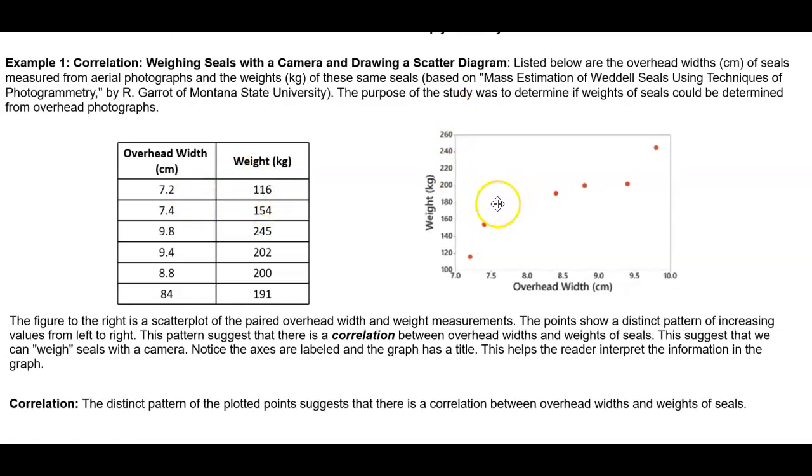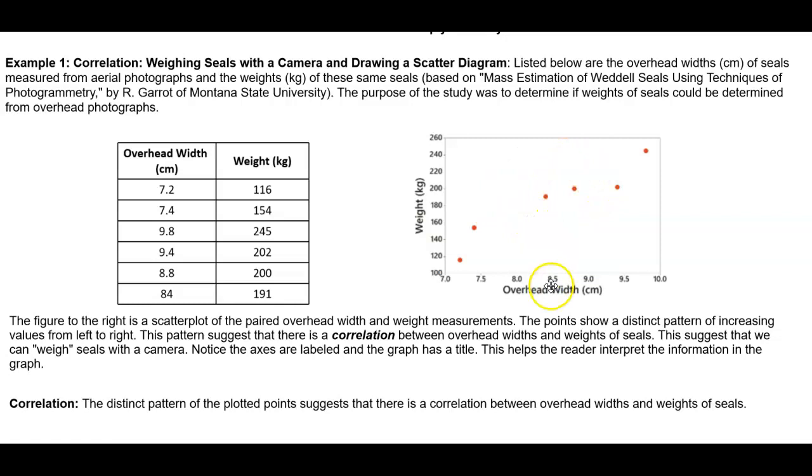Now, if we take a look at the graph here, this is a scatter diagram. On the x-axis we have the overhead width, on the y-axis we have the weight. You can see here we start at 7.0 and go all the way to 10, and then here we're going from 102 to 260. The reason we're going from 7 to 10 is because our lowest overhead width is 7.2. So we're starting at 7.0 and going on from there.